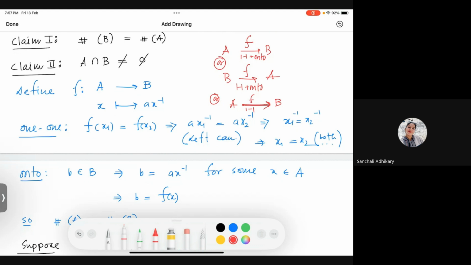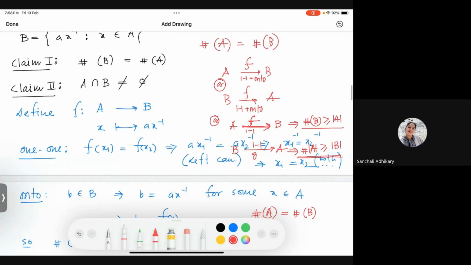If there exists a 1-1 function from A to B, it will imply the cardinality of B is greater than or equal to the cardinality of A. And then show there also exists a 1-1 function from B to A. So this will imply the cardinality of A is greater than or equal to the cardinality of B. So from these two, you can say the cardinality of A is equal to the cardinality of B. There are lots of methods to show the cardinality of two sets are equal.